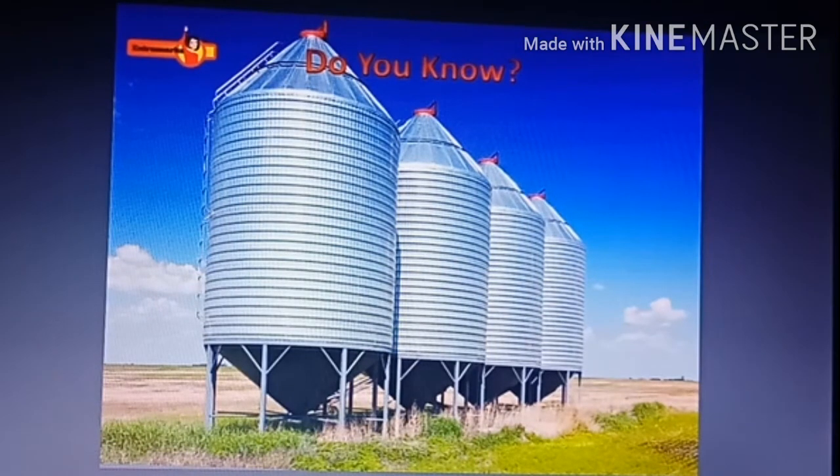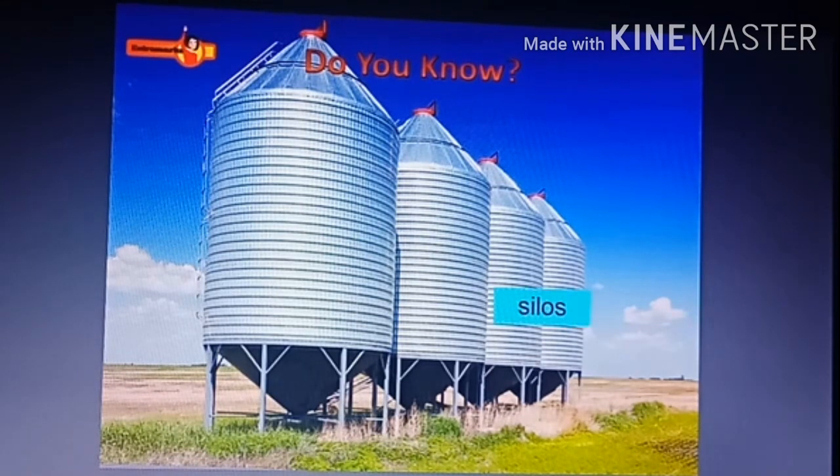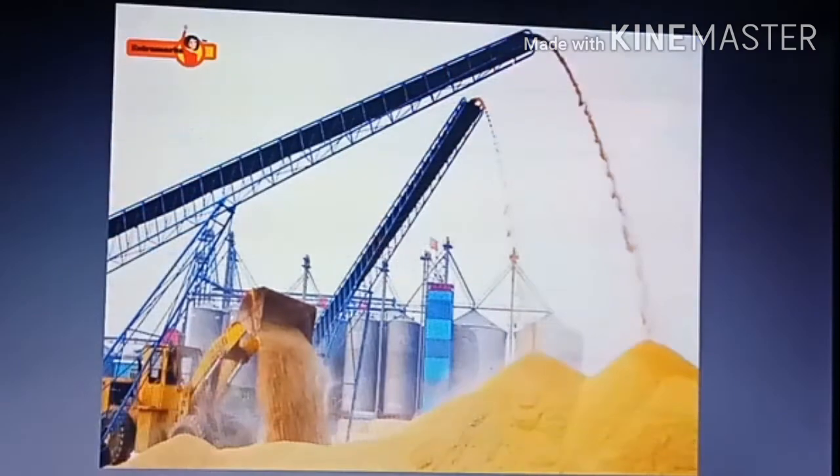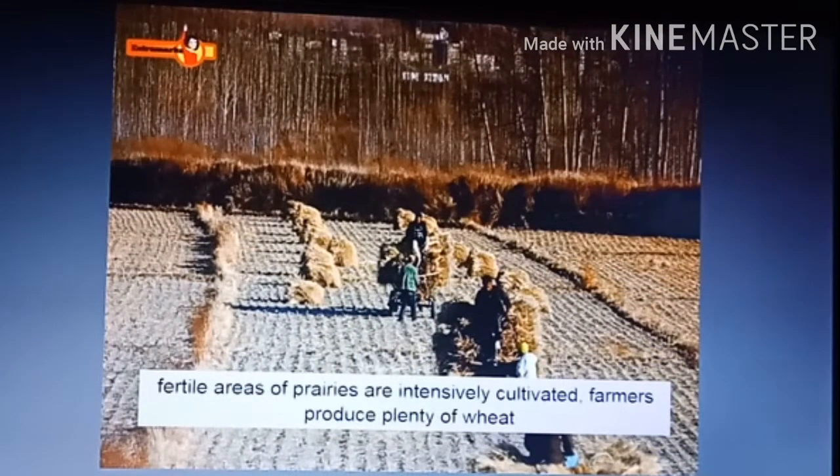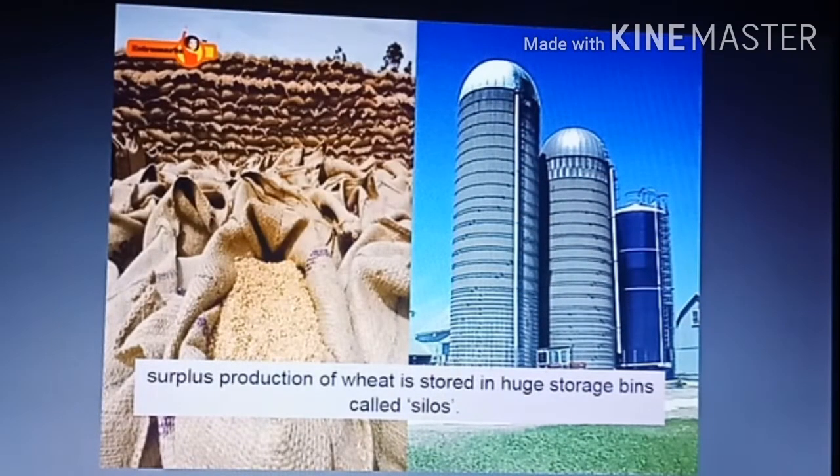Now, do you know what these huge bins are called and used for? Well, these huge bins are called silos, and they are used to store surplus wheat produced. Since the fertile areas of prairies are intensively cultivated, farmers produce plenty of wheat, which is sufficient not only for the whole country but can also be exported to other parts of the world. Such a huge amount of produce is therefore stored in these silos.